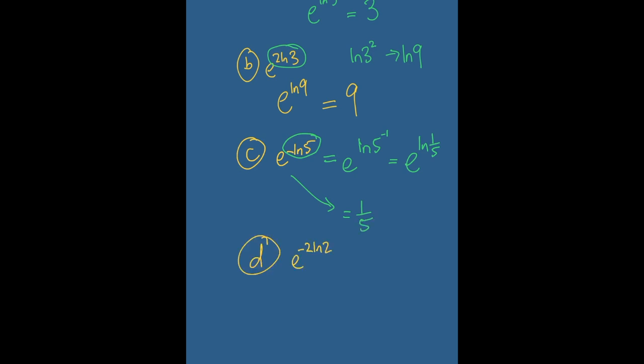Applying your natural log laws to this one, this is the same as e to the ln of 2 to the negative 2, which is the same as e to the ln of 1 on 2 squared, which is the same as e to the ln of 1 on 4. So the answer for this is going to be 1 on 4.